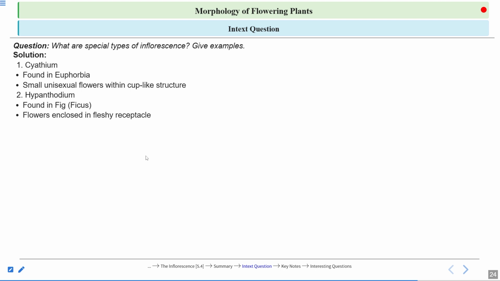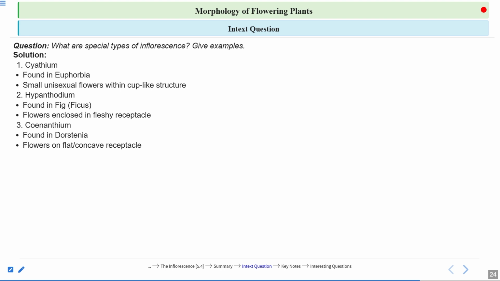Next is Hypanthodium. Hypanthodium is quite complex as compared to Cyathium. What happens in Hypanthodium? This is first of all found in fig. You eat fig also. This is found in the fig plant. And here, the flowers are present inside a fleshy receptacle. So these tiny flowers are present within the receptacle.